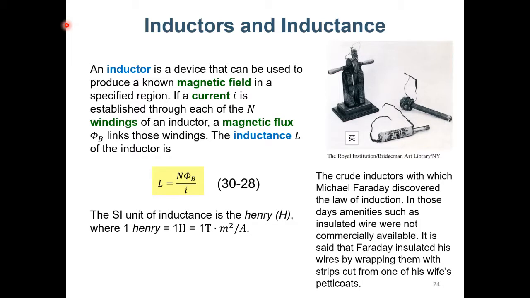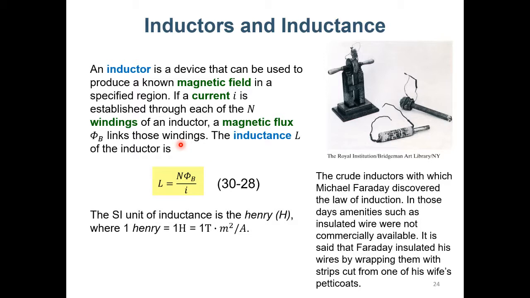So here we introduce the inductors and inductance. Most of you have studied circuit analysis, so you know what an inductor is when you need to calculate it. But from a physics point of view, an inductor is a device used to produce a known magnetic field. If a current I is established through each of the N windings of an inductor, a magnetic flux phi B links those windings, the inductance L of the inductor.